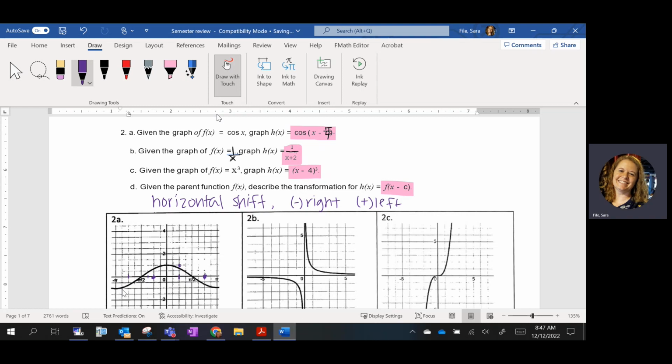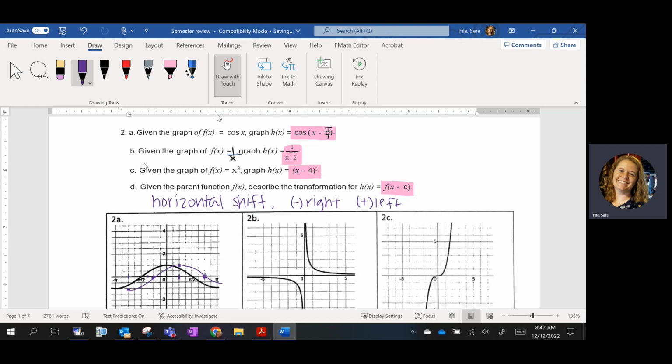Don't know if that just didn't transfer over very well. Oh yeah, it's right here. So that low point is going to shift to here. So then we can graph the transformed function next to that.